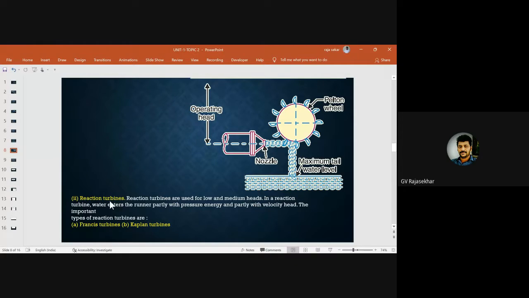Next one is reaction turbines. Reaction turbines are used for low and medium heads. See, Pelton wheel is used for high heads, and for low and medium heads, reaction turbines are used. In a reaction turbine, water enters the runner partly with pressure energy and partly with velocity head.